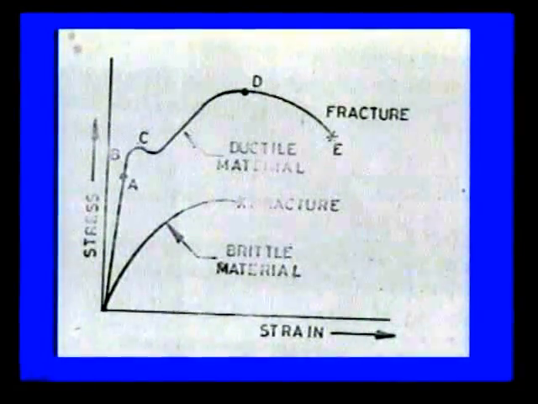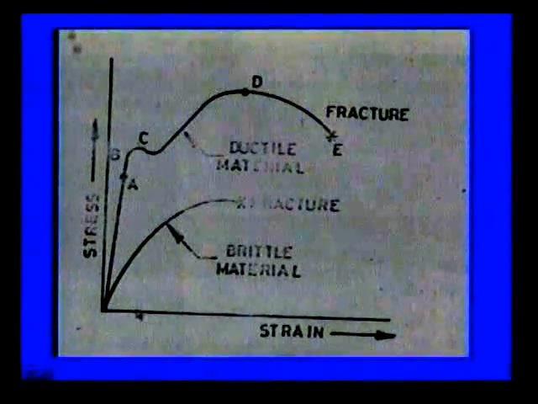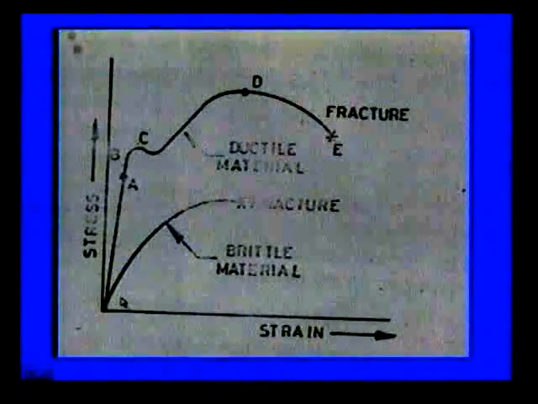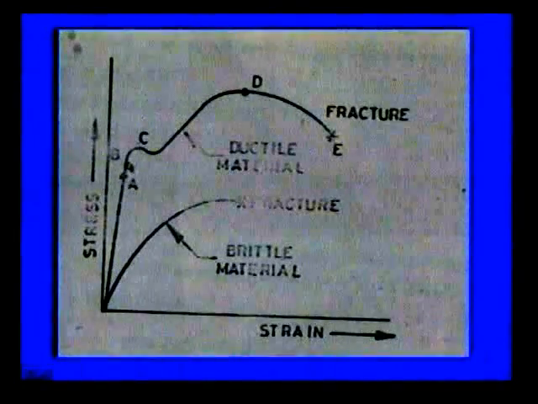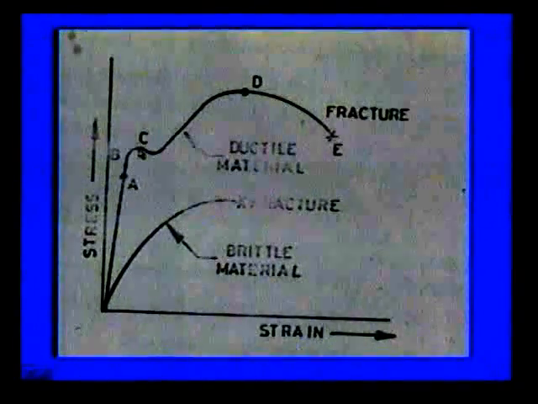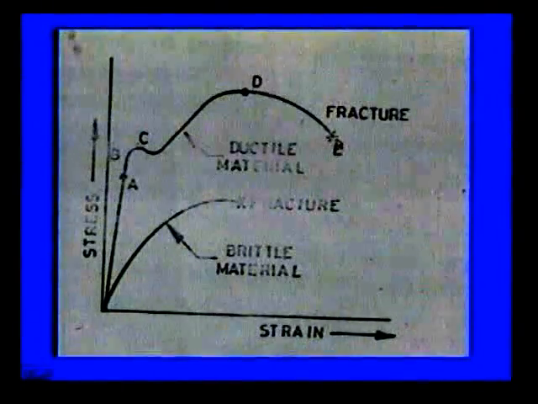The figure explains the stress strain diagram while conducting the tension test. There are different points available: A, that is the proportional limit, B, lower yield point, C, upper yield point, D, ultimate point, and E, fracture point.